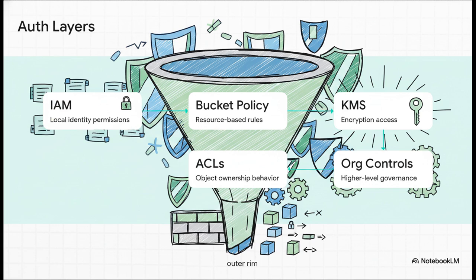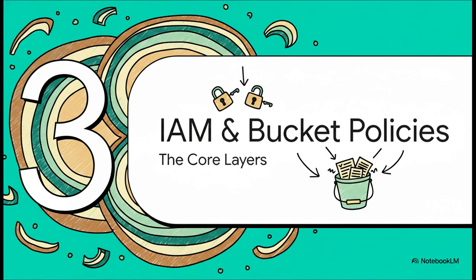Step 1 is checking your local IAM. Step 2 is the bucket policy. Step 3 is KMS encryption. Step 4 is organizational controls. And Step 5 is the outer rim, the ACLs. The absolute golden rule you have to remember here is that passing one layer does not guarantee success at the next layer. You literally have to pass through all of them. So let's unpack those inner layers.